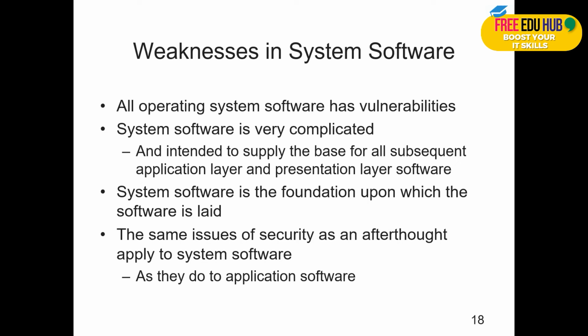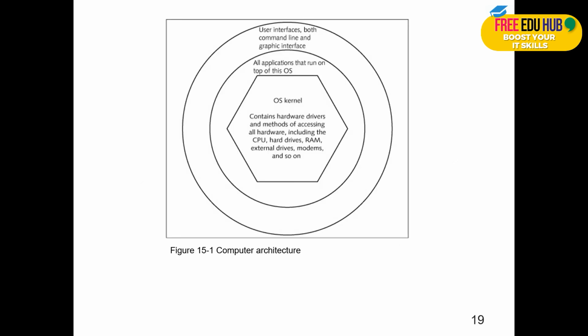System software is very complicated and intended to supply the base for all subsequent application layer and presentation layer software. System software is the foundation upon which the software is laid. You have an operating system, you want to run a database application on it, you'll install MySQL Server or SQL Server on that operating system to run the database applications within your network. The same issues of security as an afterthought apply to the system software as they do for the application software.